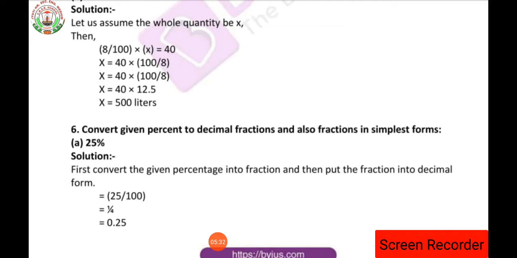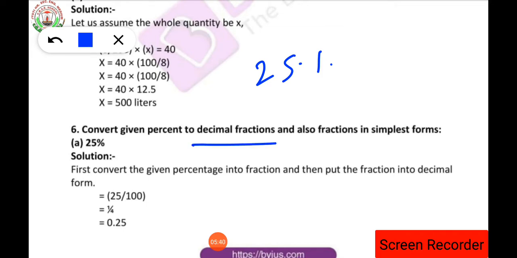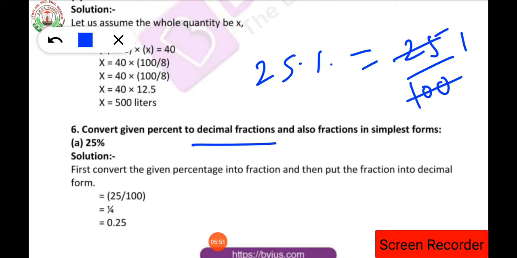So here we are having 25%, isn't it? We have to convert that number into the form of a decimal fraction. So 25% can be written as 25 upon 100, isn't it? Now cancel it: 25 ones are 25 and 25 fours are 100, so it will get cancelled. The number we are getting is 1 by 4, which is a fraction. Now we have to convert it into a decimal fraction.